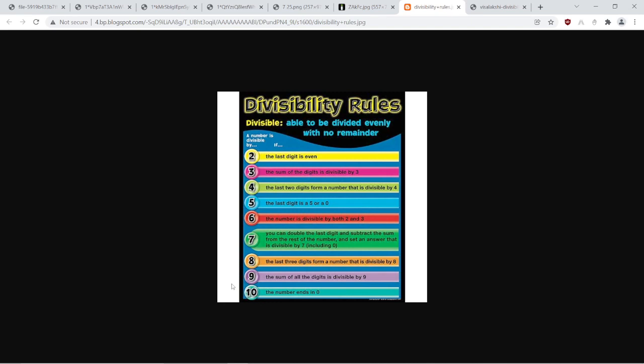Alright, and 10 is very easy as well, just like 5, but instead of 5 or 0, just check if it ends in 0. So numbers like 20, 30, 50, 100, a million, 5,000, 6,750, and so on and so forth. If it ends in 0, it's divisible by 10.